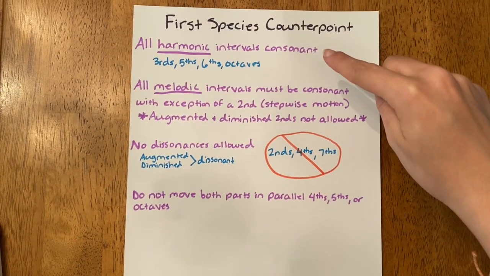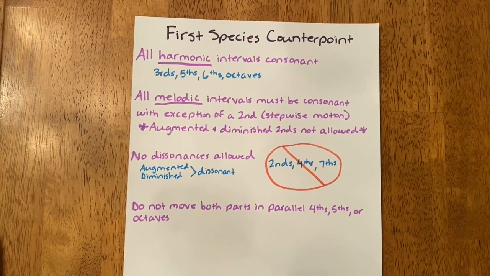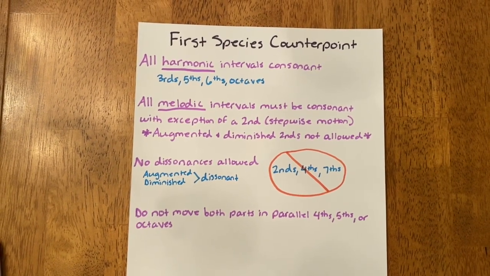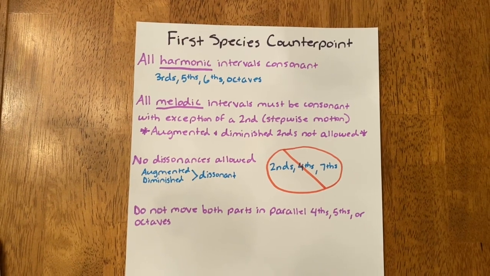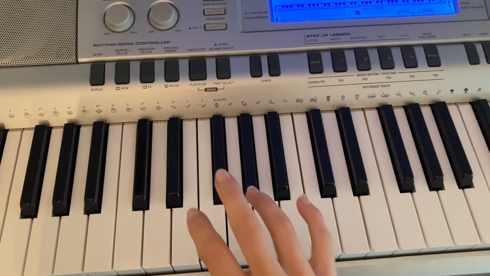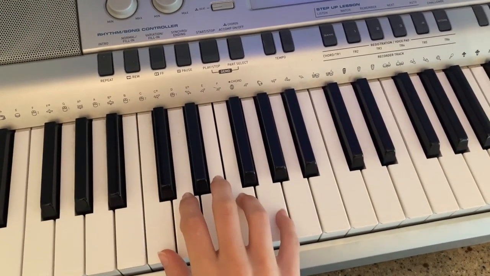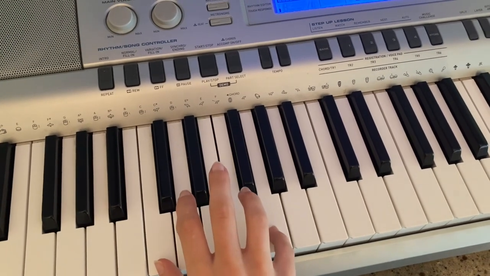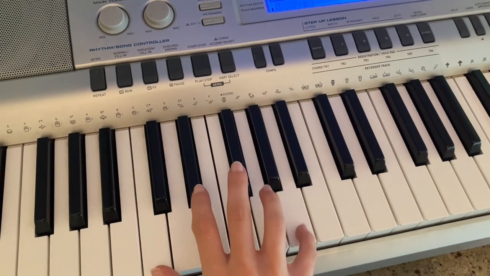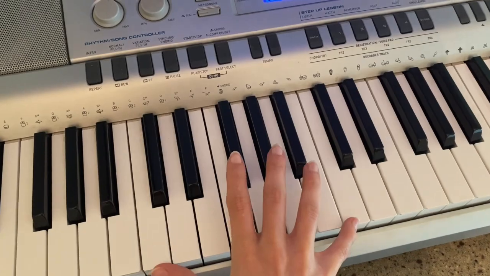So the first thing we're going to touch on is that all harmonic intervals must be consonant with first species counterpoint. That means we can only have thirds played at the same time, fifths, sixths, and octaves. So an example of a third would be C to E. An example of a fifth would be C to G. An example of a sixth, C to A. And then of course our octave would be C to C.